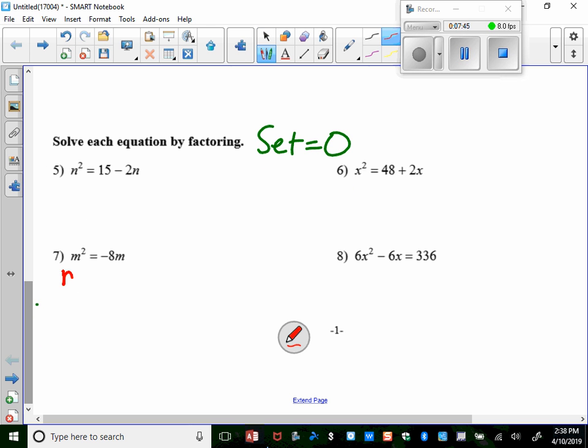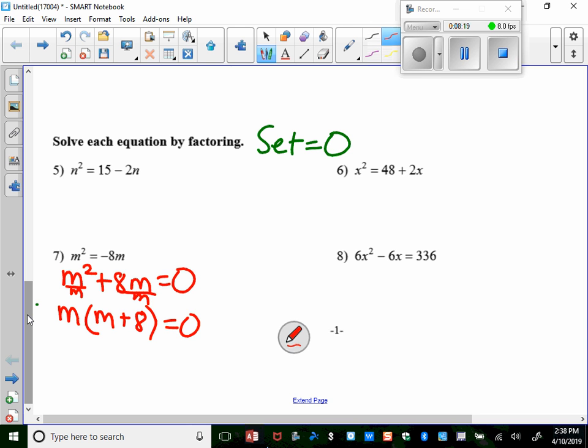So I'm going to set this equal to 0. So I have to add the 8m over. And I can't do a binomial times a binomial because it is a binomial. So what you do is see if there's a GCF you can take out. What is the greatest common factor? M. And then you're left with m when you divide both of these by m, okay, you're just left with m plus 8.